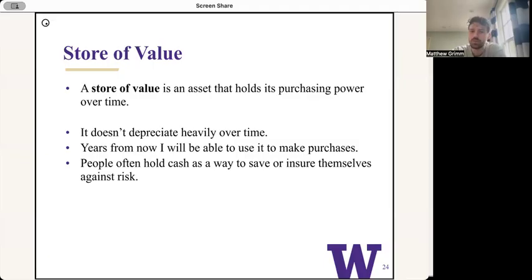Years from now, I'll be able to use it to make purchases. People often hold cash as a way to save or insure themselves against risk. Alternatively, people put these into savings accounts. But this is quite literally talking about taking money and putting it in your desk and keeping it there for a long amount of time.